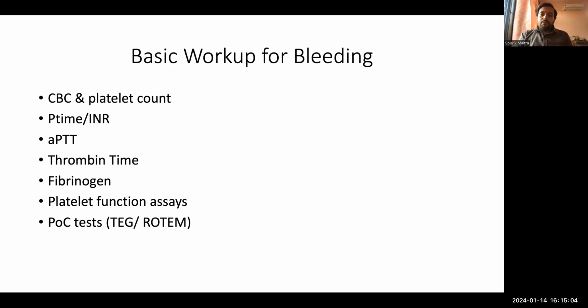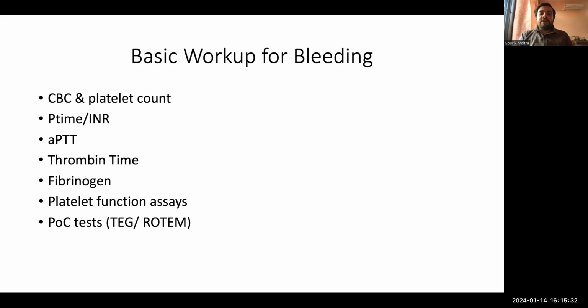So our workup for bleeding should focus on the primary pathophysiology, why the patient has come to the ICU. Along with this, when we don't know the cause of bleeding, these 5 or 6 investigations are the bare minimum to start with: the complete blood count and the platelet count. Along with that, it is desirable to do a peripheral blood smear also to see if any abnormal platelets are there or not. Second is the P time and the INR.